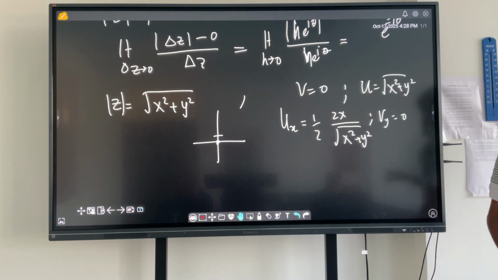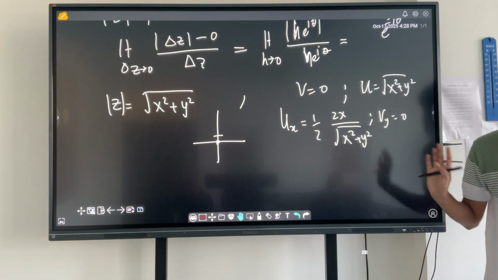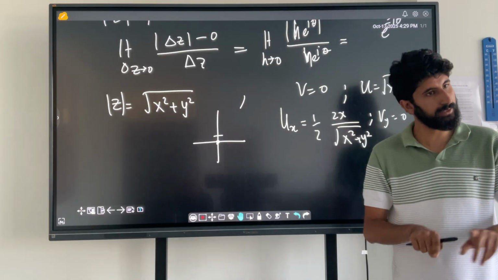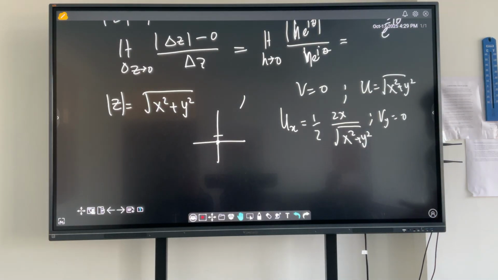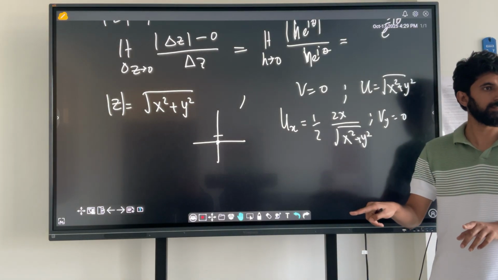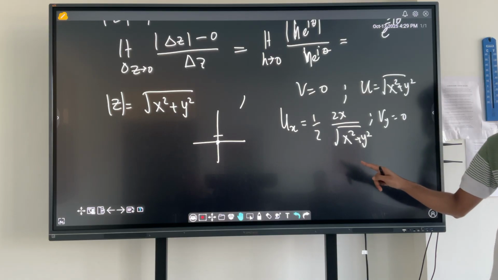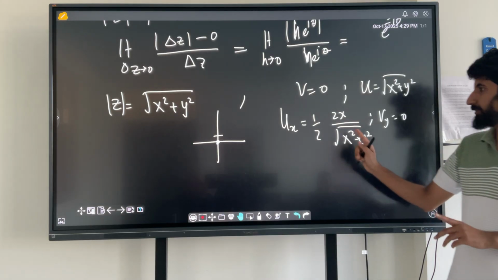So if I take x going to 0 first and then I take y going to 0, then ux is equal to vy. But that's provided I have this order of limits, x going to 0 first and then y going to 0. But then if I take y goes to 0 first, then it's just 1. So this is not well defined.